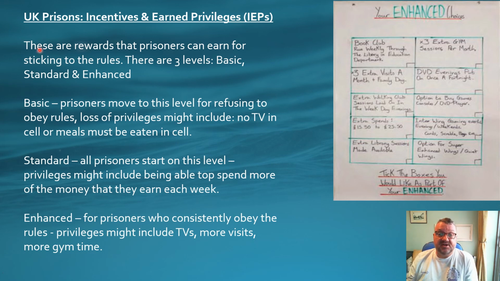And here you can see a poster that a prisoner's put together for the enhanced options within that prison, and you can see 3 extra gym sessions, DVD evenings, options to buy games consoles and DVDs, option for super enhanced wings, quiet wings, extra library sessions, extra spends, and so on and so forth. So it's similar to a token economy, but it's called the Incentives and Earned Privileges System, IEPs.